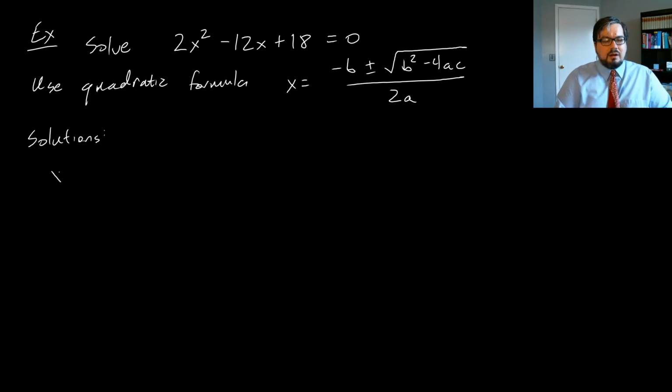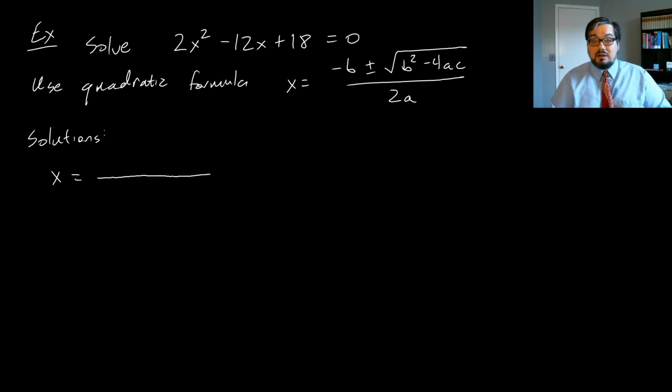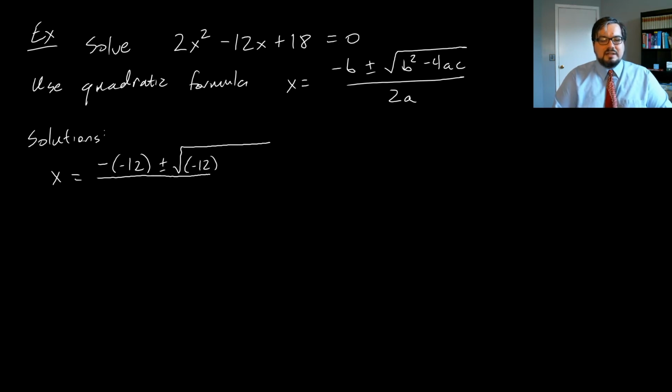So our solutions here are x equals, now this time I won't explicitly write down what a, b, and c are. I'll just go ahead and put them into the formula as I read it out. So x is equal to -b. Now b is the coefficient of x, so that's -12, plus or minus the square root of b squared, so that's -12 squared, minus 4 times a, which is 2, times c, which is 18, all over 2 times a, which is 2.